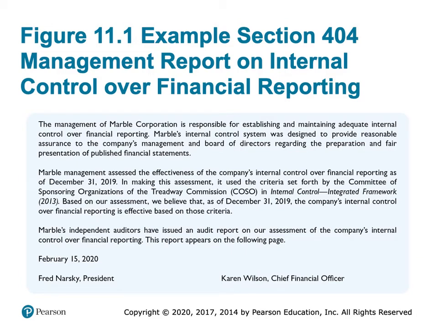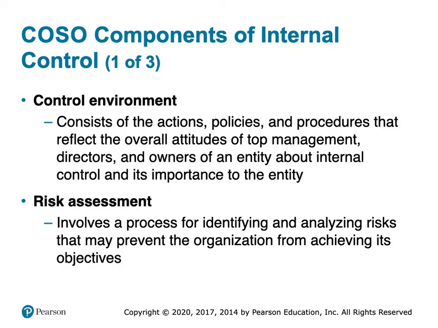So here's an example of the report. You've seen it in earlier chapters when we went over financial statement reports. So the COSO framework basically has a bunch of different elements. The control environment. The control environment is the overall structure of the company. The actions, policies, and procedures that reflect the attitudes of management, the board of directors, and in cases of a smaller company, the owners of the entity about internal control.